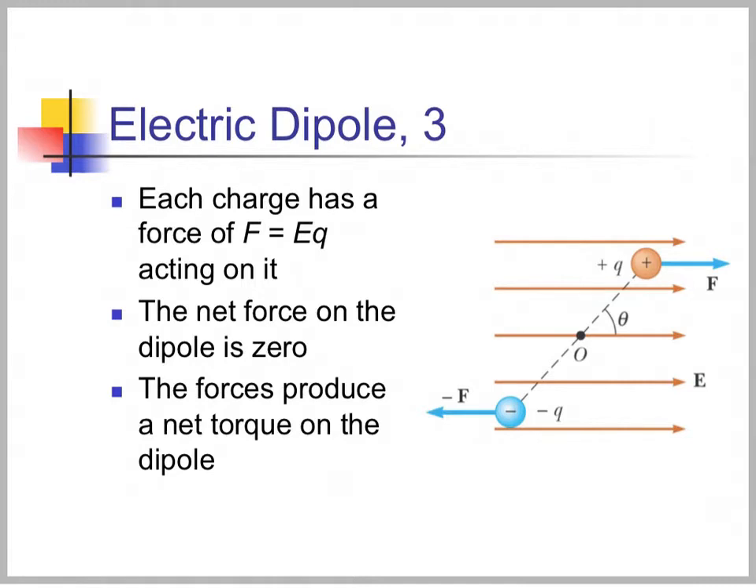Now, if these things are connected somehow, the net force on this dipole is 0. The force on the positive charge is in the direction of the electric field, and on the negative charge is opposite. Equal charge, same field, means the net force on it is 0. However, if I imagine some center of this dipole, it's going to have a torque that's going to want to cause this dipole to rotate.